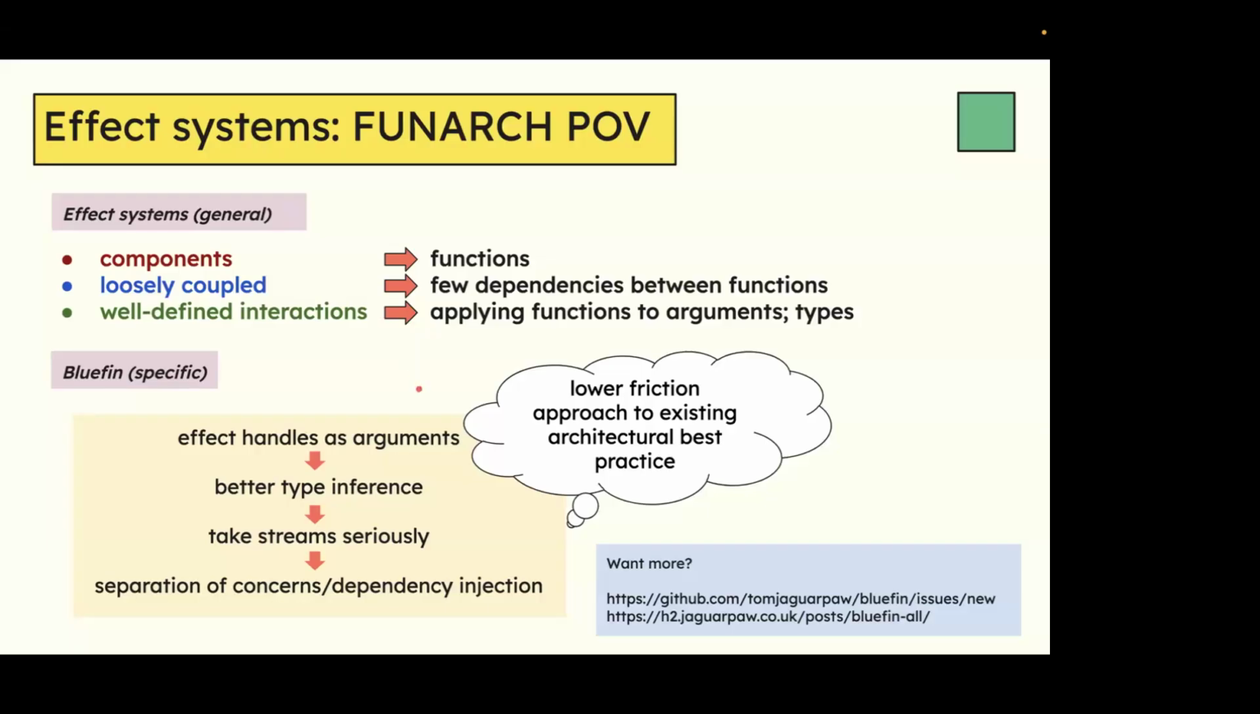What does this give us? Well, it gives us better type inference. And once we have better type inference, we can take streaming seriously, because streams are rather difficult to use in this implicit type level parsing setup. And once you can take streams seriously, then you have this wonderful separation of concerns or dependency injection kind of setup, where you have a very nice way to break your program up into these communicating components. So I'd sum up Bluefin as saying it's a lower friction approach to existing architectural best practice.